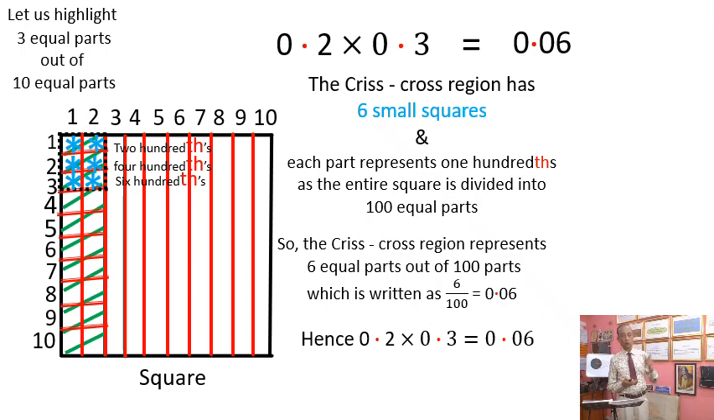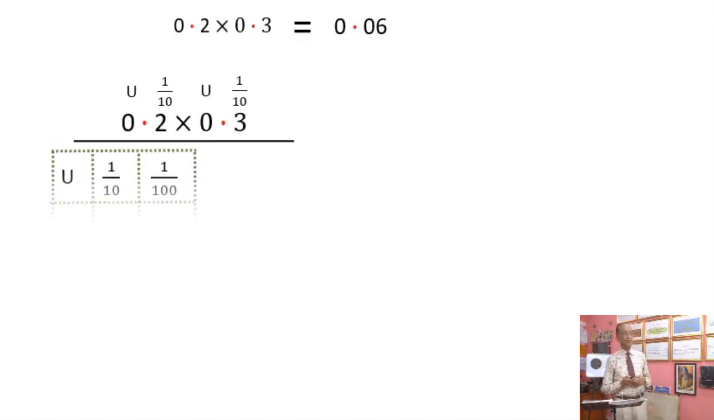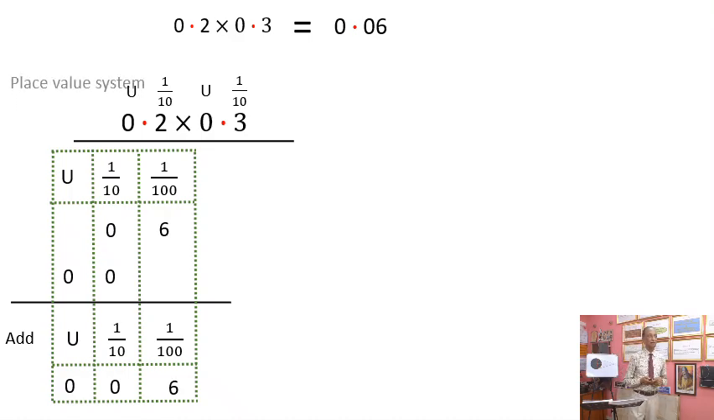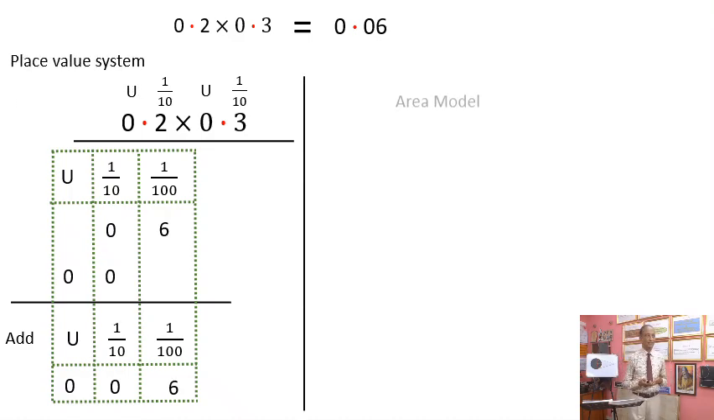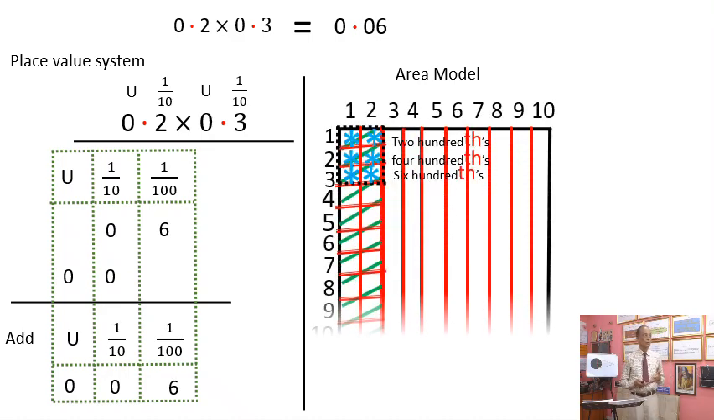I think it is worth comparing both the methods in one single slide, so that we can have some more insight into this process. Here we go. So please compare both the methods. One is using the place value system, the other one is geometrically. So please compare and have your own inferences.